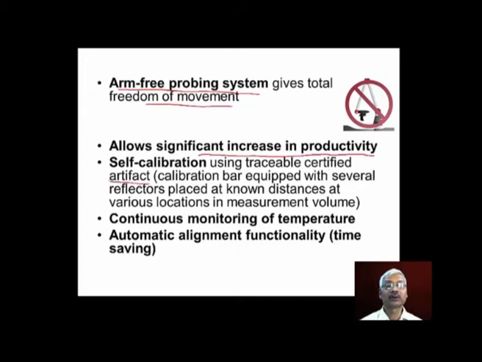artifact is possible. That means a calibration bar equipped with several reflectors placed at known distances at various locations is used for self-calibration of the system. And there is a continuous monitoring of temperature and the temperature compensation is also possible, and automatic alignment functionality is also present, which saves a lot of time.